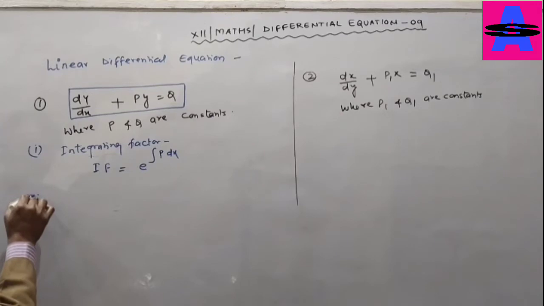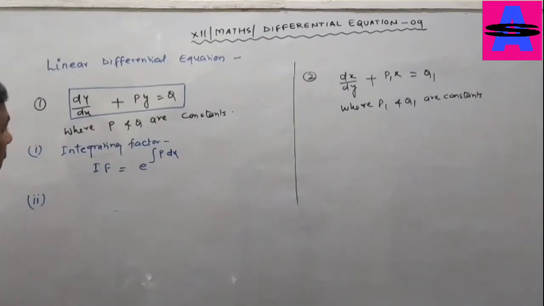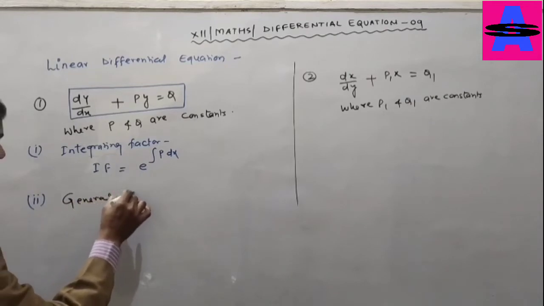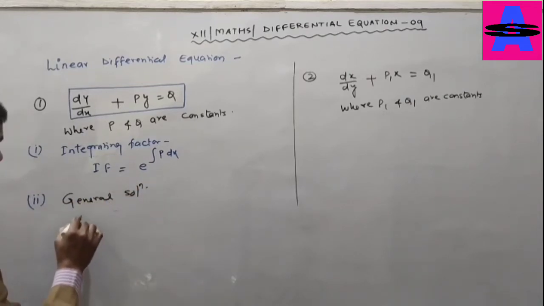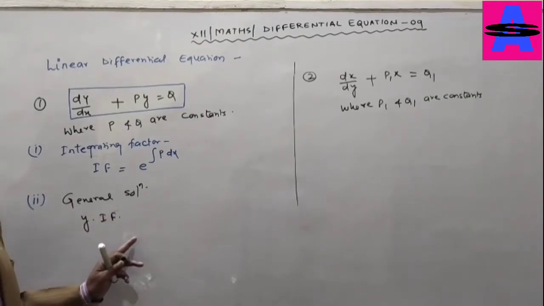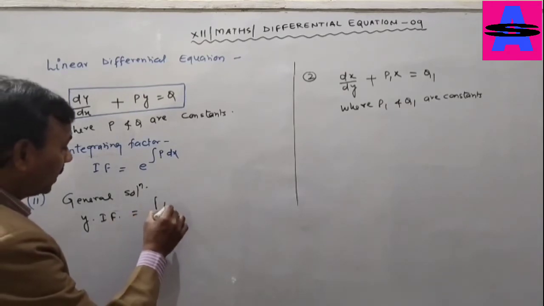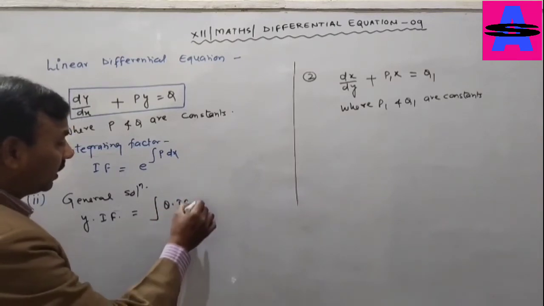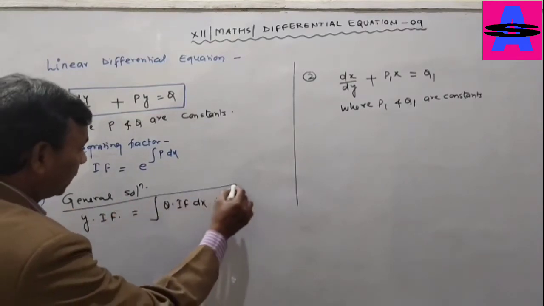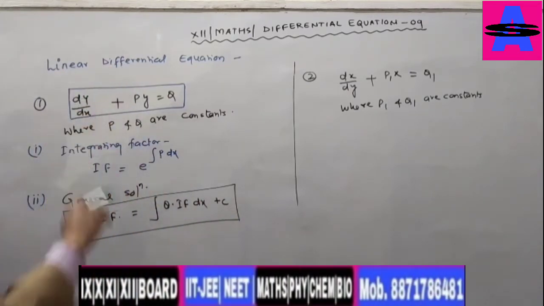Now, in the second step, we write the general solution of this linear differential equation. General solution will be y into integrating factor equal to integration of q into integrating factor into dx plus c. This is the formula for finding the general solution of the given linear differential equation.